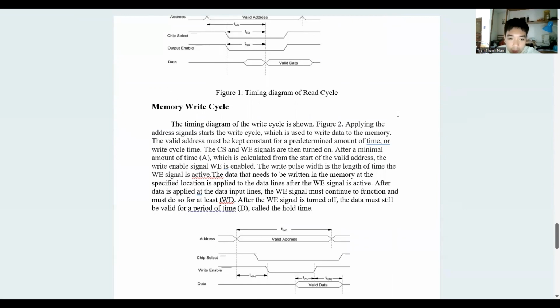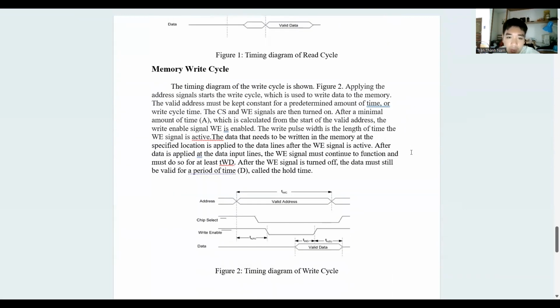Now the memory write cycle. The timing diagram of the write cycle is shown in figure 2. Applying the address signal starts the write cycle, which is used to write data to memory. The valid address must be kept constant for a predetermined amount of time, the write cycle time. The CS and WE signals are then turned on after a minimal amount of time, A, which is calculated from the start of the valid address. The write enable signal WE is enabled.